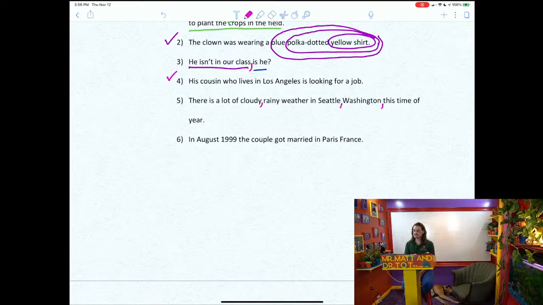And number 6, in August 1999, the couple got married in Paris, France. So we don't have a formal day, month, and year format for this date, so we don't have to worry about any commas in the informal date format, but we do have a city-state, or here it's city-country combination. So we need a comma between Paris and France. It's occurring at the end of a sentence, so we don't put a comma at the end of the sentence, we just end it with a period.